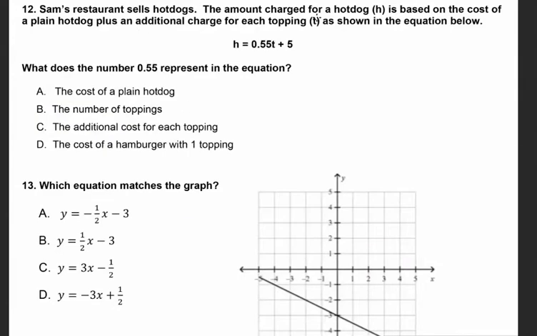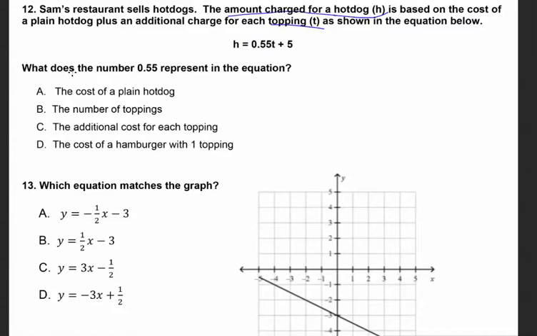Sam's restaurant sells hot dogs. The amount charged for a hot dog, H, is based on the cost of a plain hot dog plus an additional charge for each topping, T. So I know that T stands for toppings, and H stands for hot dogs, or the cost of a hot dog.